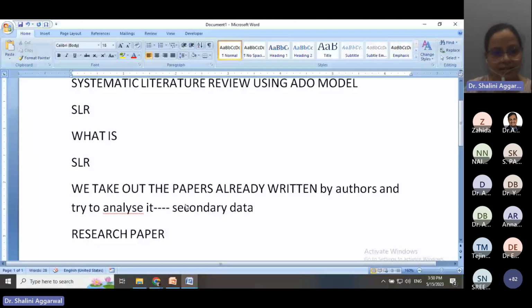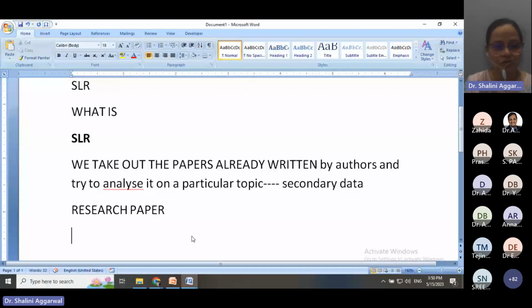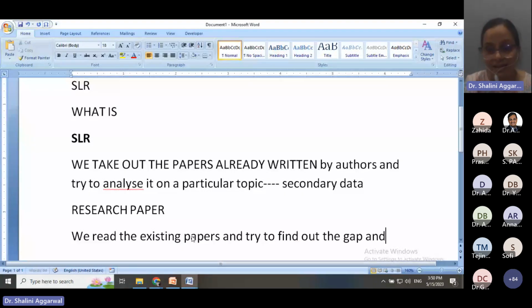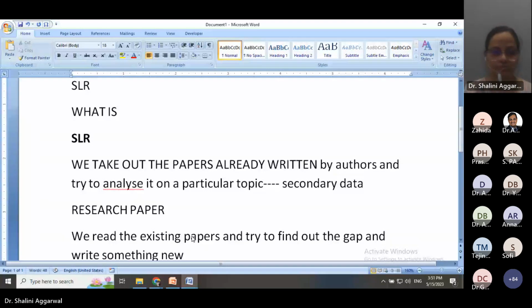What we do in SLR, that is a systematic literature review, is take the papers already written by authors and try to analyze them on a particular topic. It is always based on secondary data. But what is a research paper? In a research paper, we take a new topic. We read the existing papers, try to find out the gaps, and write something new. So what is a research paper and what is SLR?